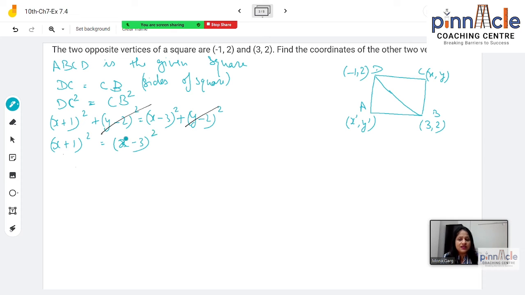Now some of the students are asking, can we cancel the square on each side? No, you can't. If you cancel, then you will miss one of the values. So let's write it as x square plus 1. I'm just using identity 2 and 1 in this equation. So this is equal to x square plus 9 minus 6x.